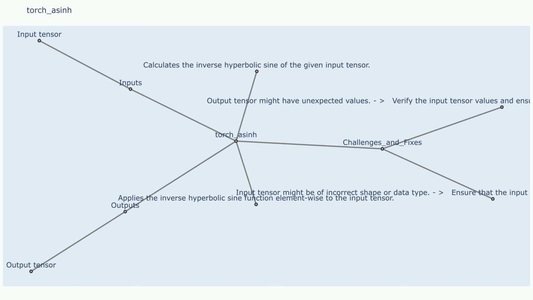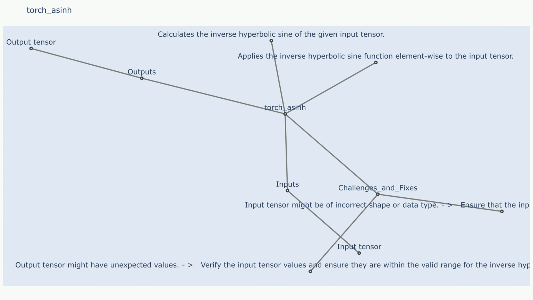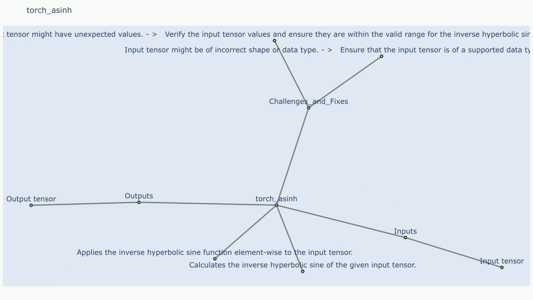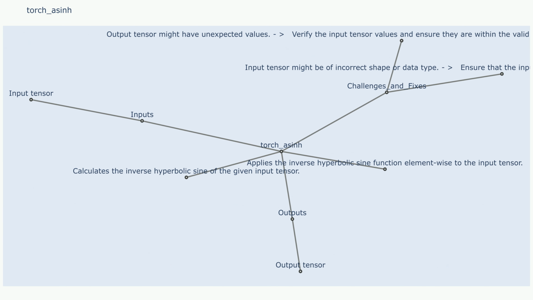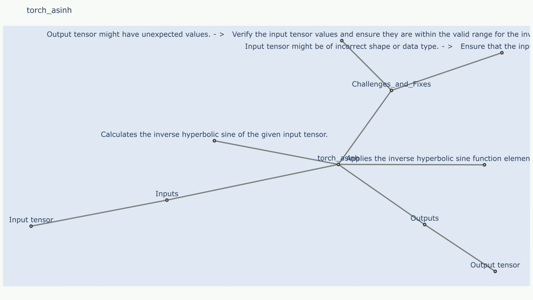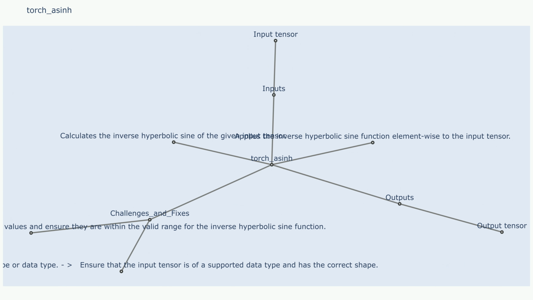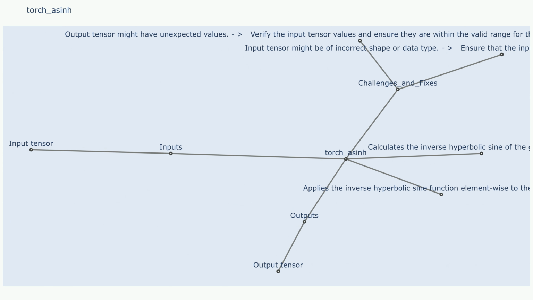torch.asin. Description: the torch.asin function computes the inverse hyperbolic sine (arcsine) of each element in the input tensor. It returns a new tensor with the same size as the input tensor, where each element is the inverse hyperbolic sine of the corresponding element in the input tensor. Inputs: input 1, a tensor containing numbers for which to compute the inverse hyperbolic sine. Outputs: output 1, a tensor containing the inverse hyperbolic sine of each element in the input tensor.